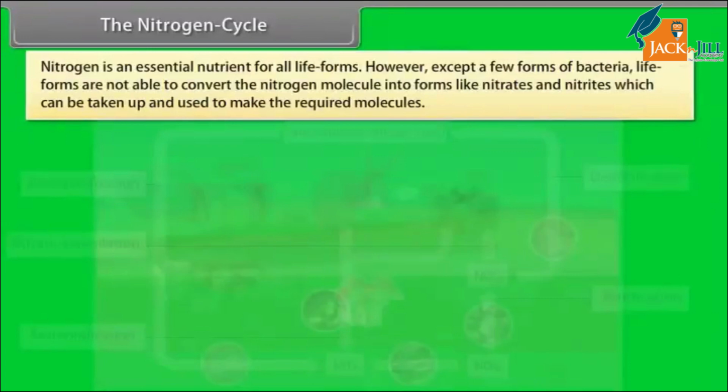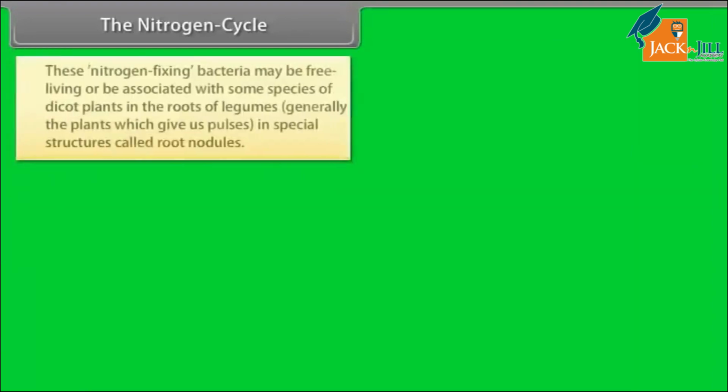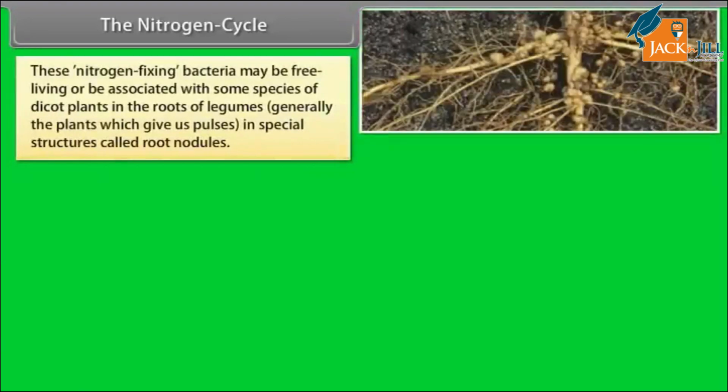Nitrogen is an essential nutrient for all life forms. However, except a few forms of bacteria, life forms are not able to convert the nitrogen molecule into forms like nitrates and nitrites, which can be taken up and used to make the required molecules. These nitrogen-fixing bacteria may be free-living or be associated with some species of dicot plants in the roots of legumes, generally the plants which give us pulses, in special structures called root nodules.